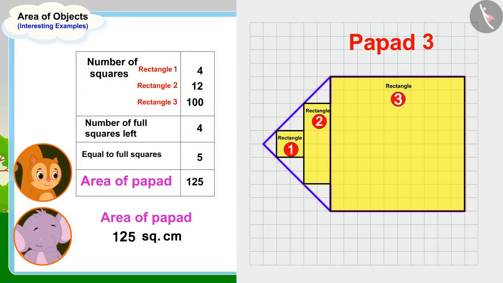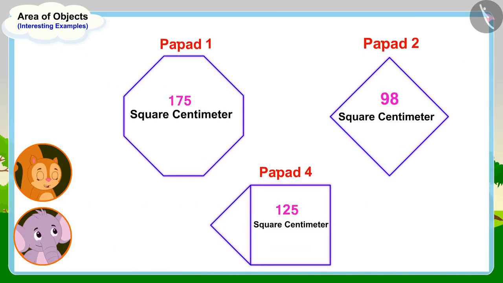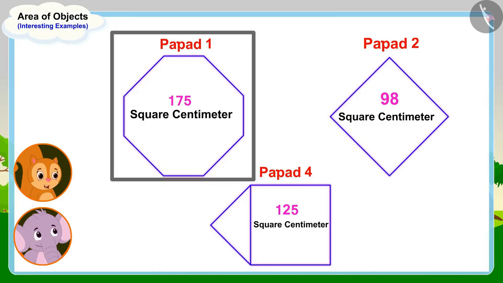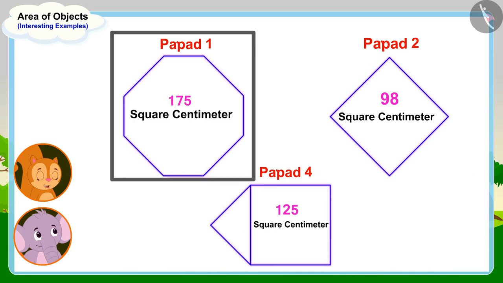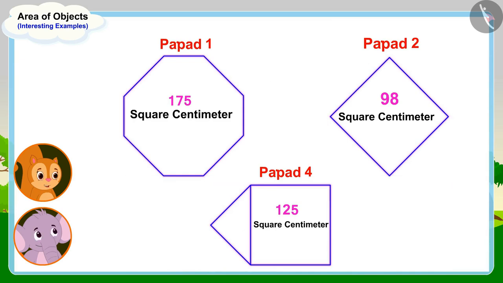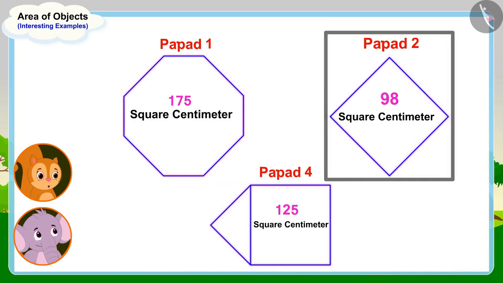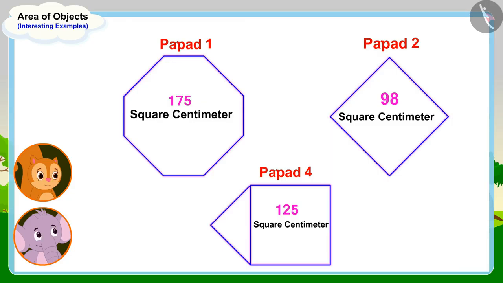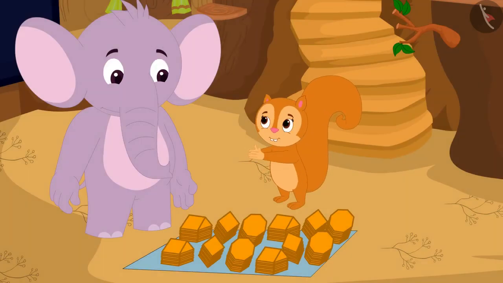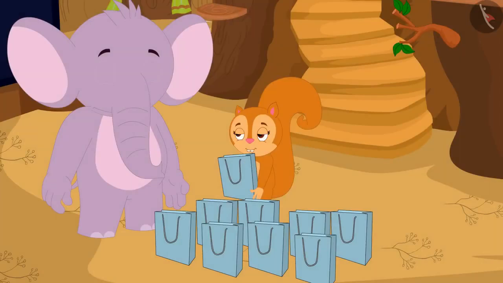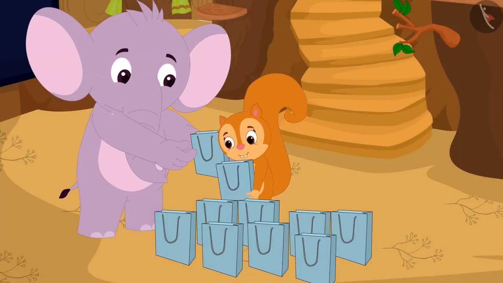Chanda and Appu also found the area of the third papad. Look, Appu. First papad has the largest area. It means this papad is the largest. And second papad has the smallest area. It means this papad is the smallest. Chanda excitedly told Appu. Chanda thanked Appu for teaching her about area and then, with his help, packed all her papads.